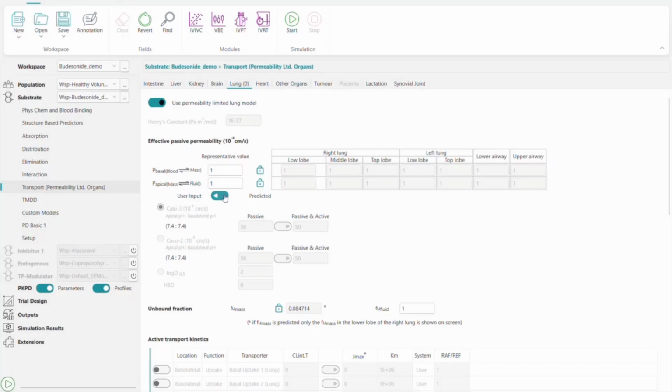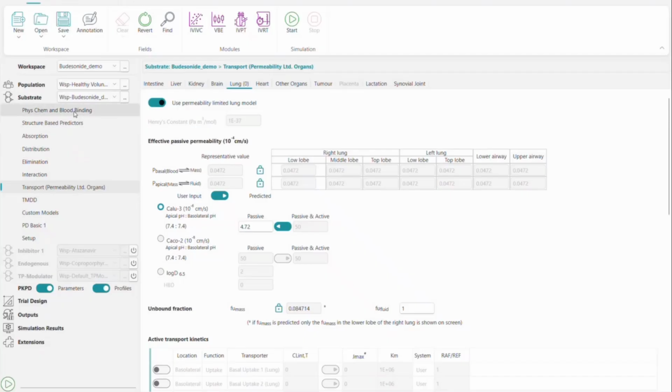But we can use the CALO3 value. So we can use the predicted, and that opens up the option for using CALO3, the number that we have from that study there. And you can see that the CALO3 value is pretty much transferred across to the permeability value that's used. And this is true for a neutral compound, which budesonide is.